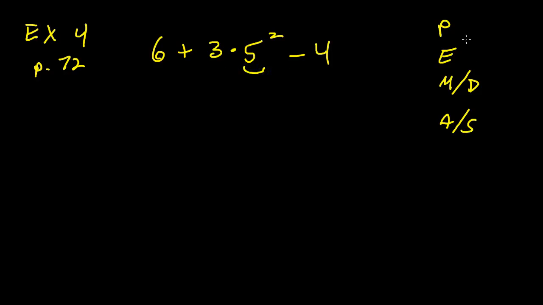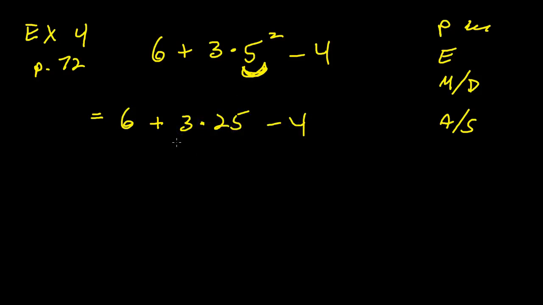There are no parentheses, right? There are no parenthetical operations or operations wrapped in parentheses, so we can skip over that level. 5 squared is the only exponent I see, so I'm going to write 6 plus 3 times 5 squared is of course 25, and carry on to the next line.